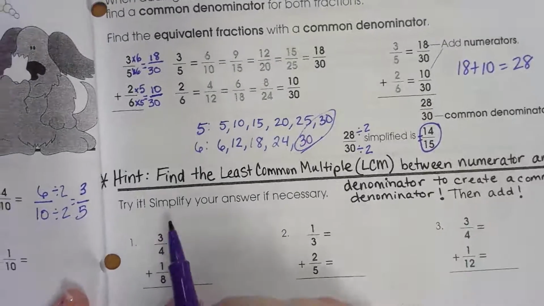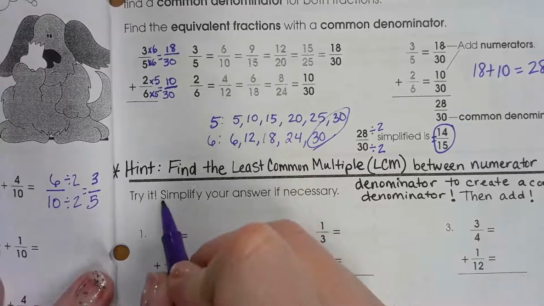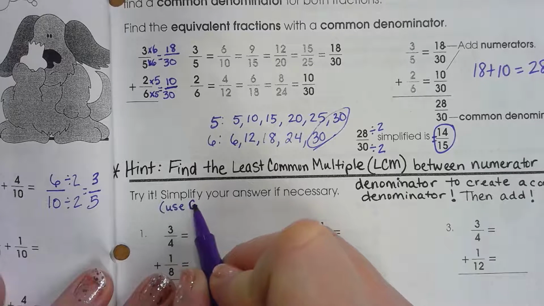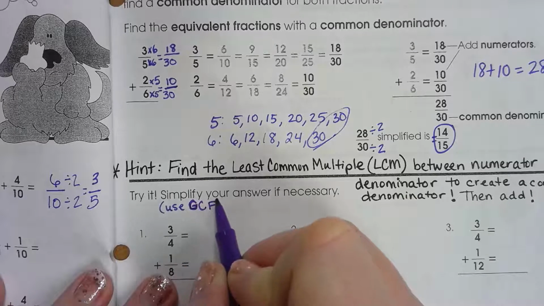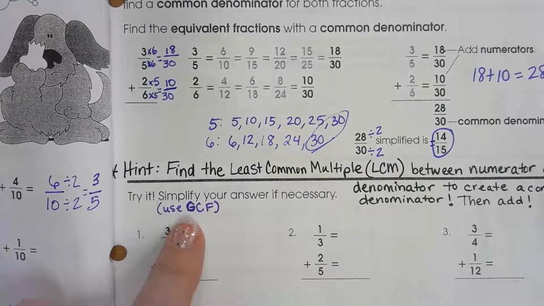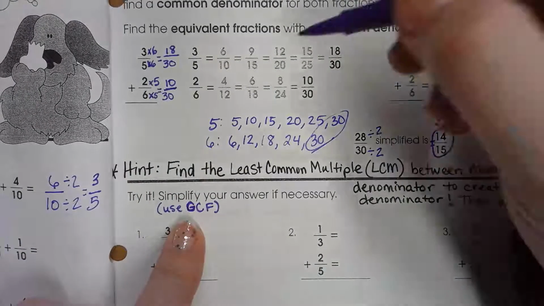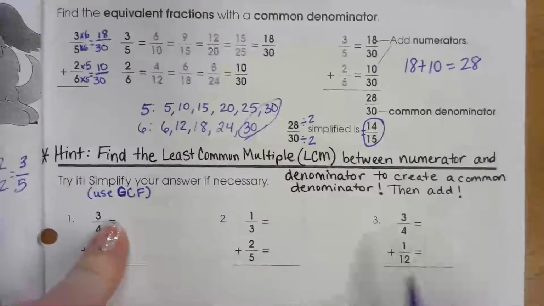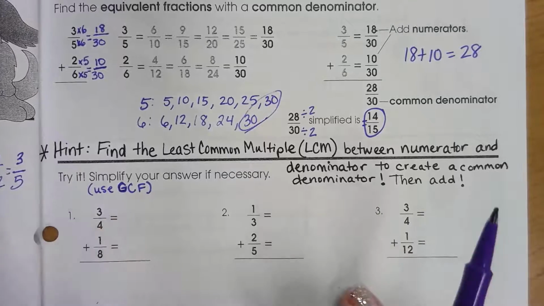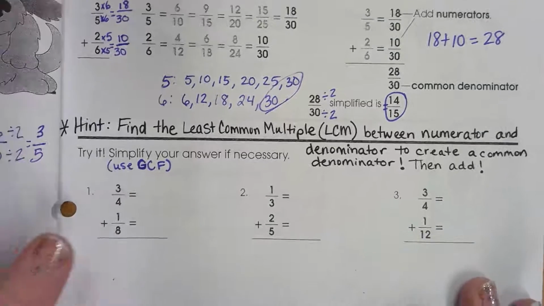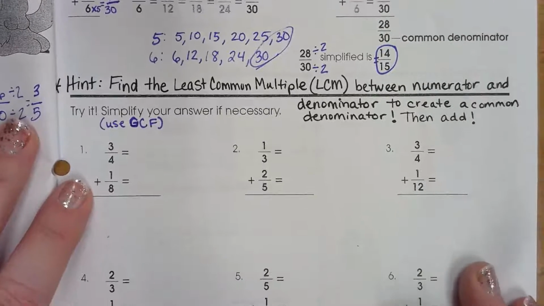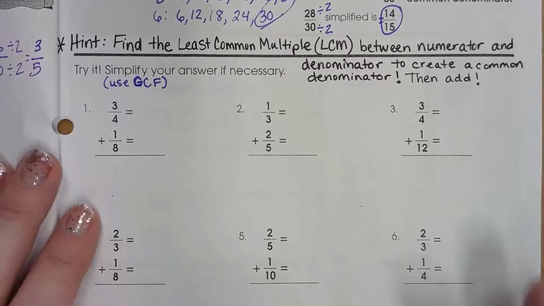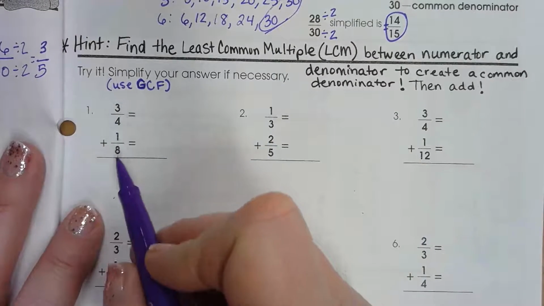Okay, so remember, to simplify, I'm going to write it here, use greatest common factor to find our simplest form. To find a common denominator, we're going to use the least common multiple and create a common denominator. Okay. So let's try a couple of these. We've got to find those common denominators between our numbers.